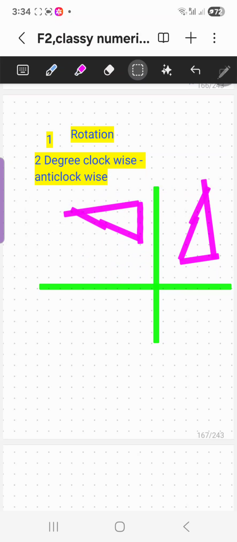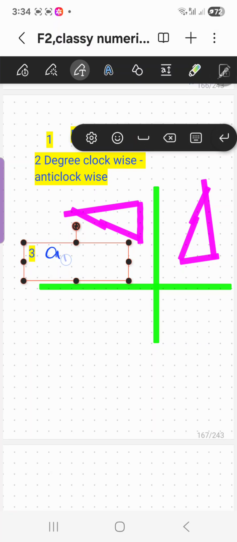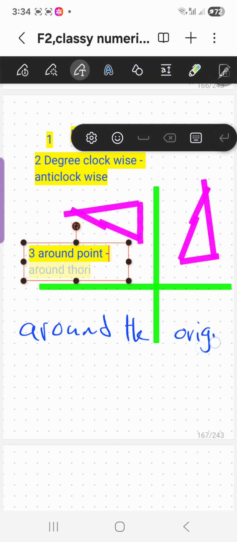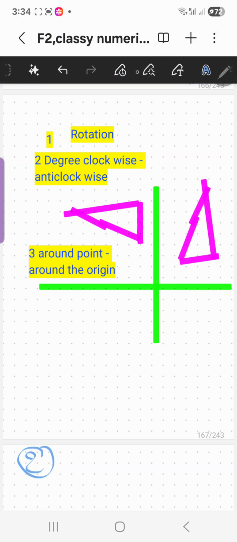So around which point, we have to know it. The third mark is around the point, and you have to say which point it is around. Is it around the origin, maybe, or what? And that is the first part. The second part is the E in RETRO, so the enlargement.